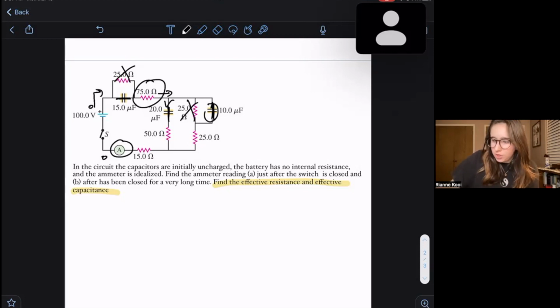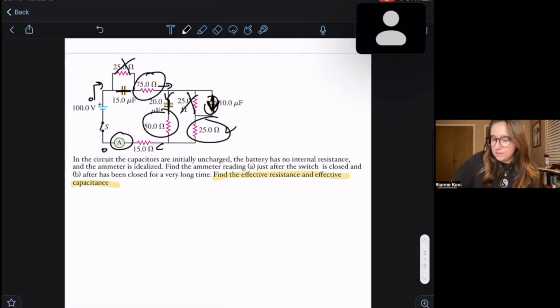But then the charge that decided to go through this 10 microfarad capacitor, or just this wire, when it's just turned on, will go through this 25 ohm resistor and this 50 ohm resistor right here. And finally, as it ends, it has to go through that 15 ohm resistor. So now that we have all of the resistors that it goes through, let's find our effective resistance for this new circuit.